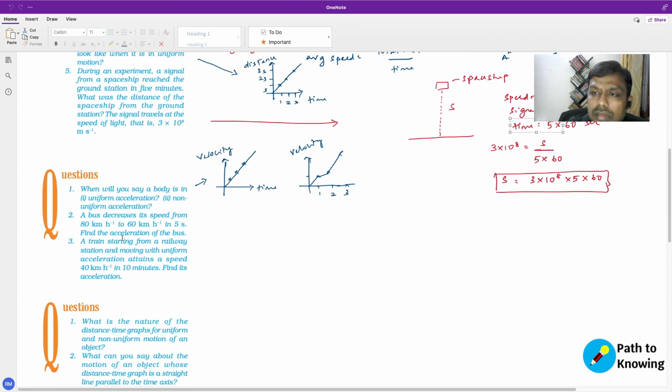Let's go over the next question. A bus decreases its speed from 80 kilometers per hour to 60 kilometers per hour in 5 seconds. What is the acceleration of the bus? Okay.